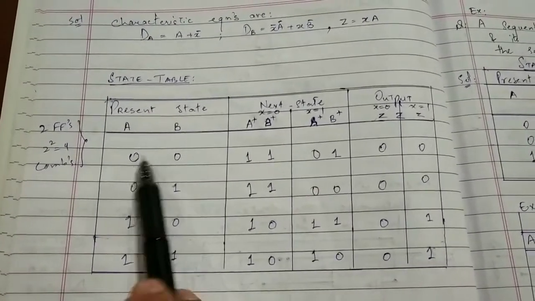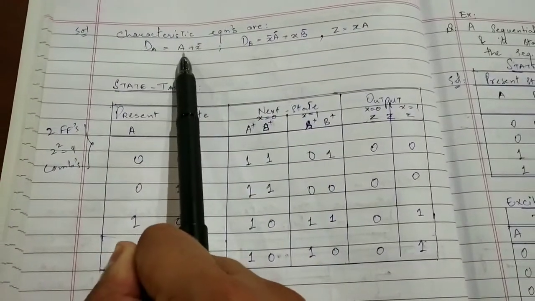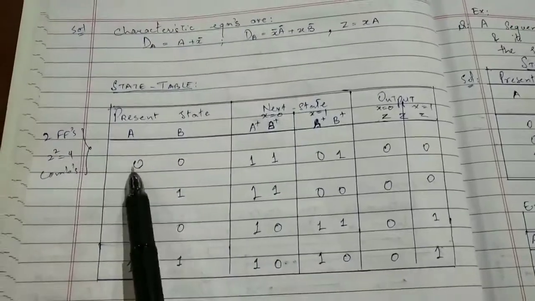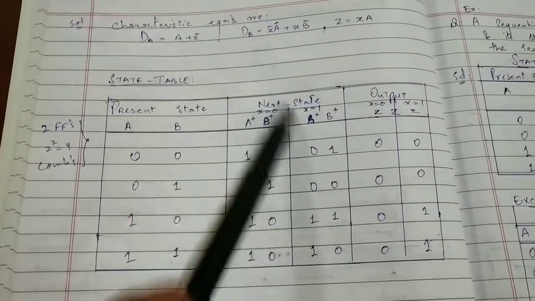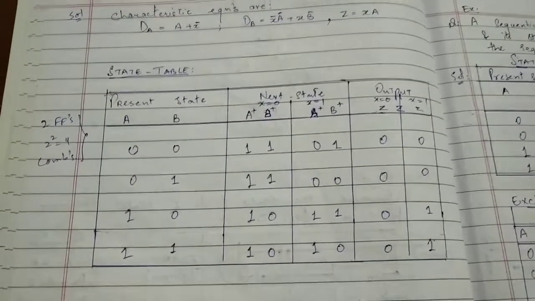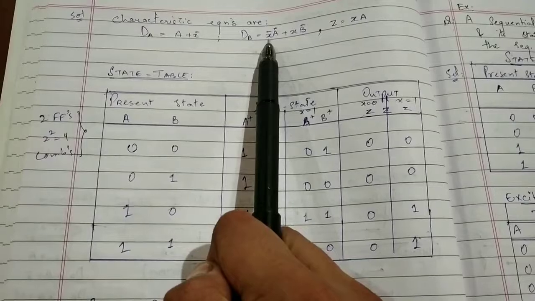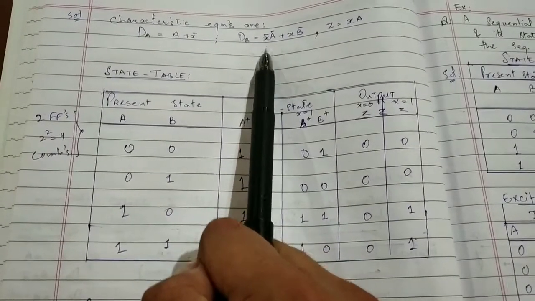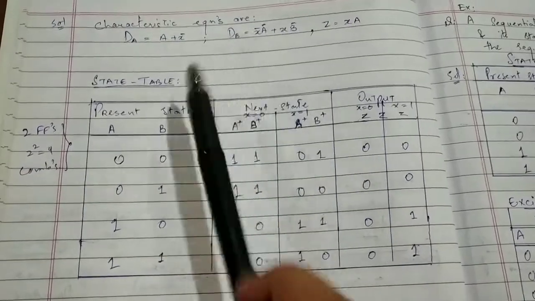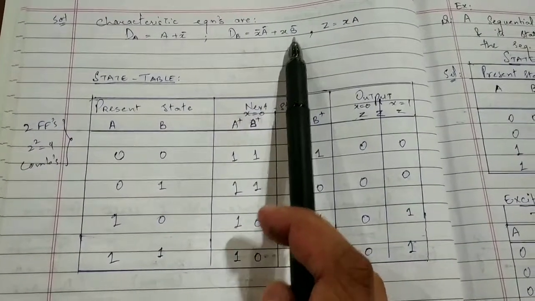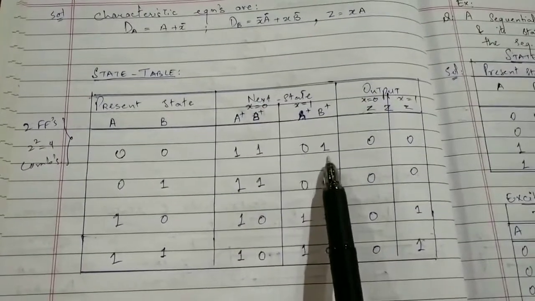We can write here a is 0, x is equal to 1. So 0 plus 0 is equal to 0. So we write 0 here. Similarly for this, x is equal to 1. So 1 bar is 0. 0 into anything is 0. x is equal to 1 and b bar is equal to 0 bar is equal to 1. So 0 plus 1 is equal to 1.